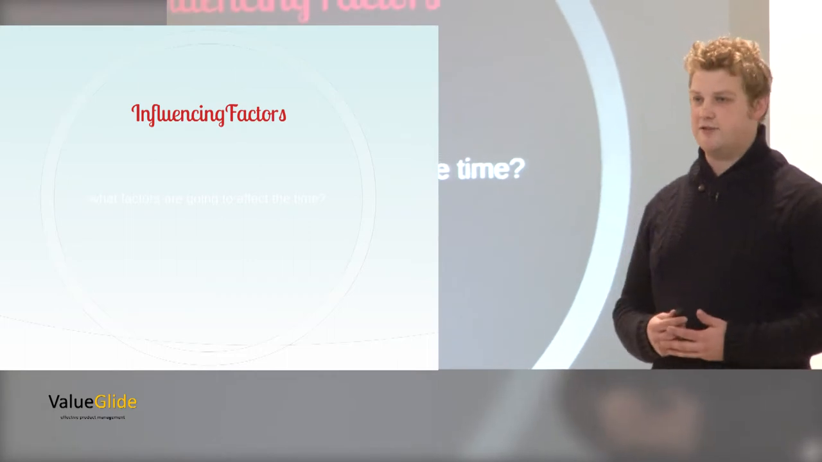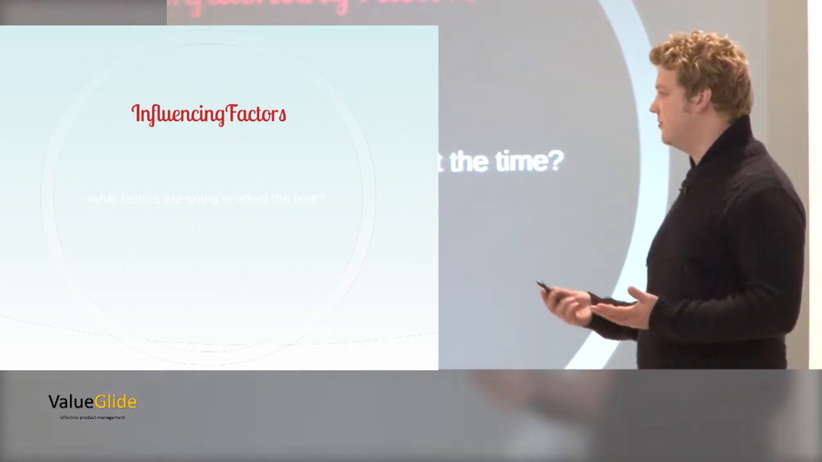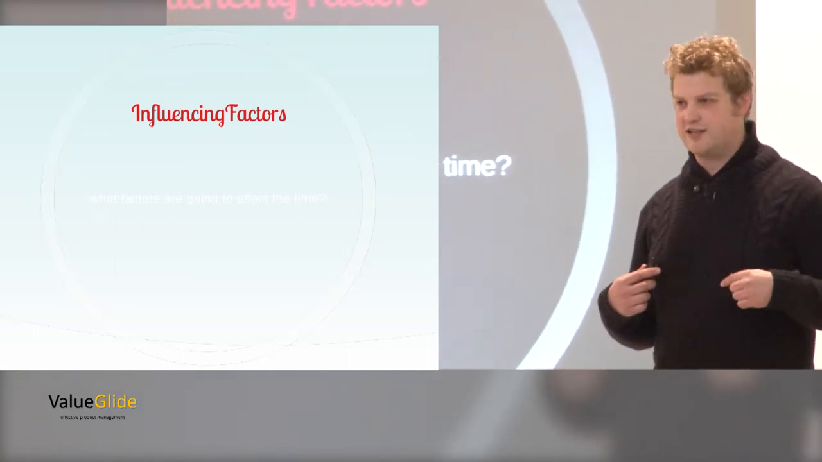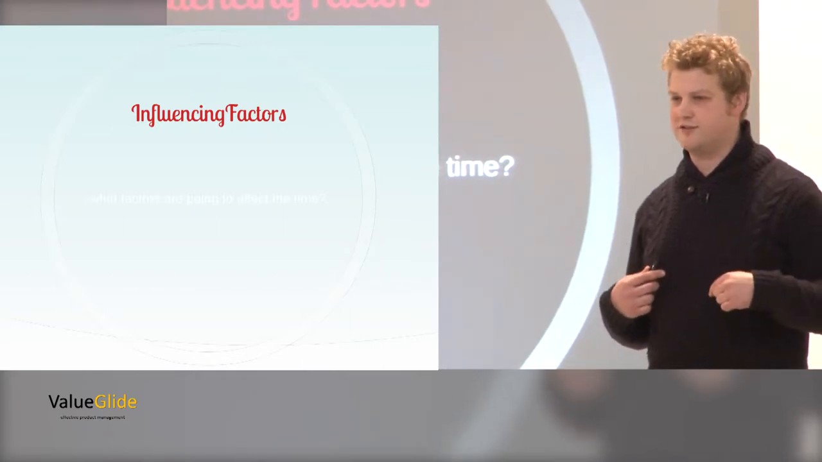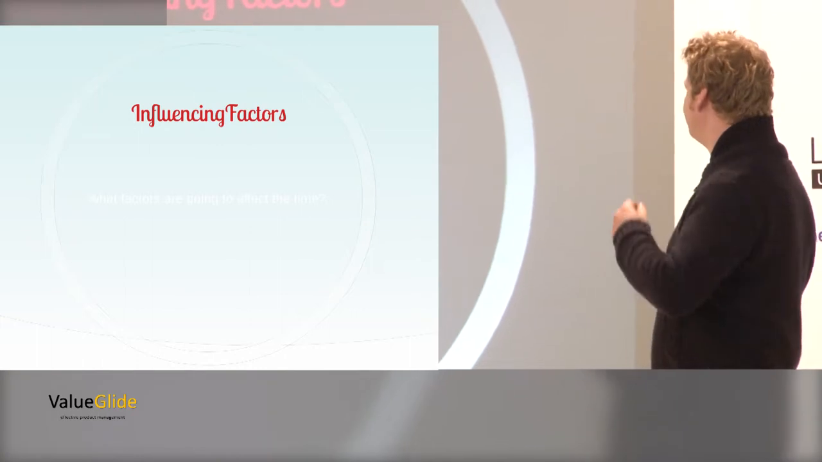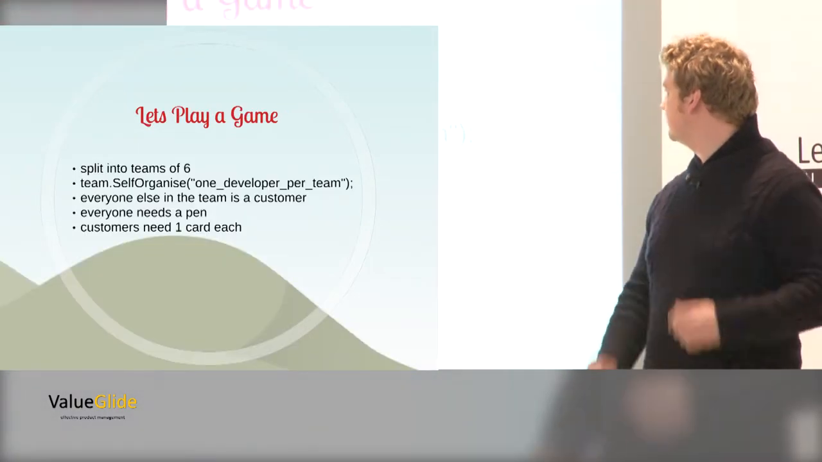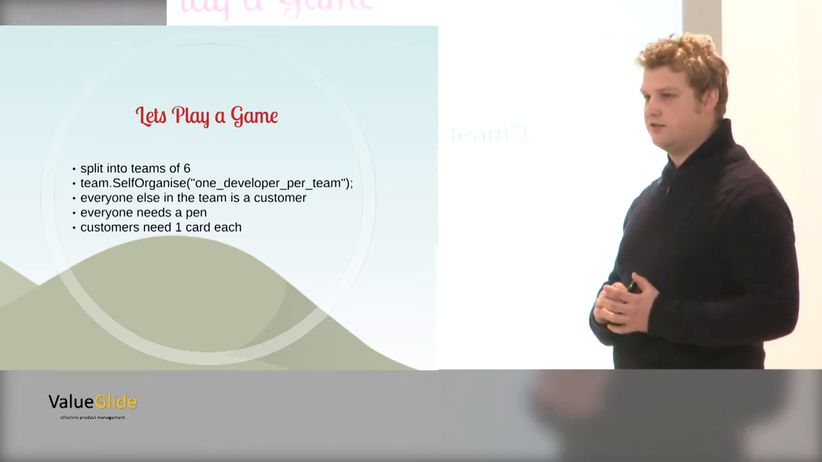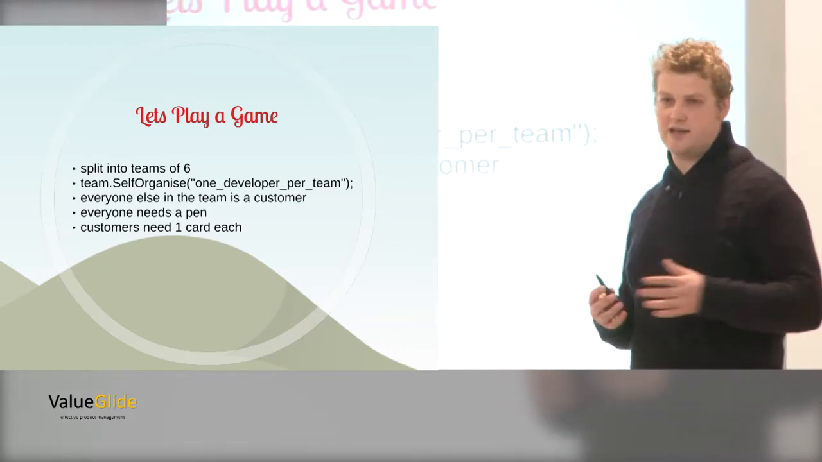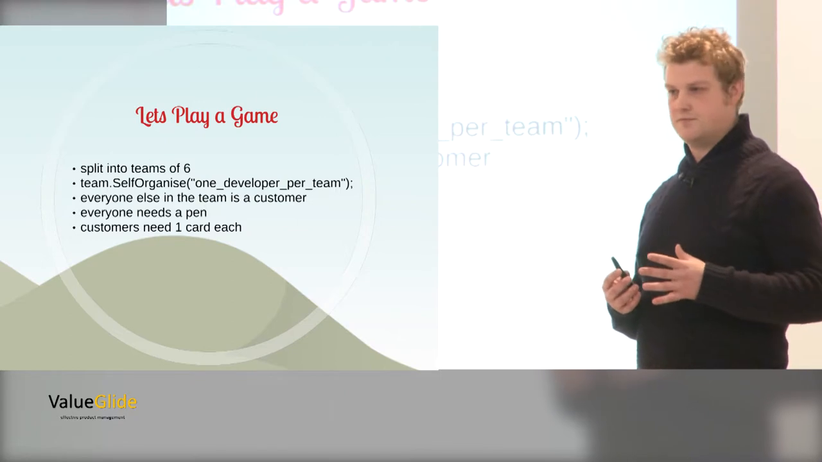We're going to go and play a game now to explore some of these factors and how they affect the time it takes us to write these 5 names out. Before we start, can you all take your name badges off? Because that will affect things a little bit. Okay, so we need to split up into teams. Could we get into teams of 6, first of all, please? Just bunch around in 6s.